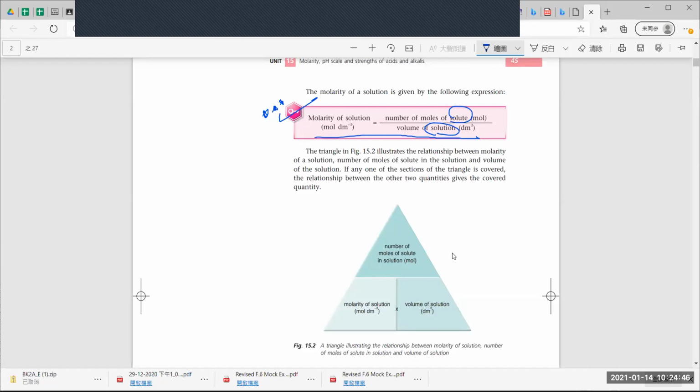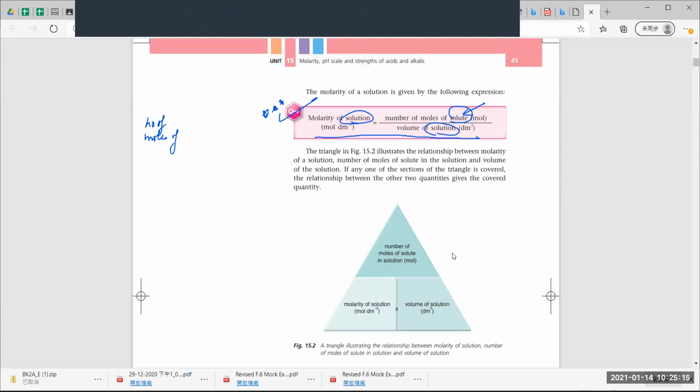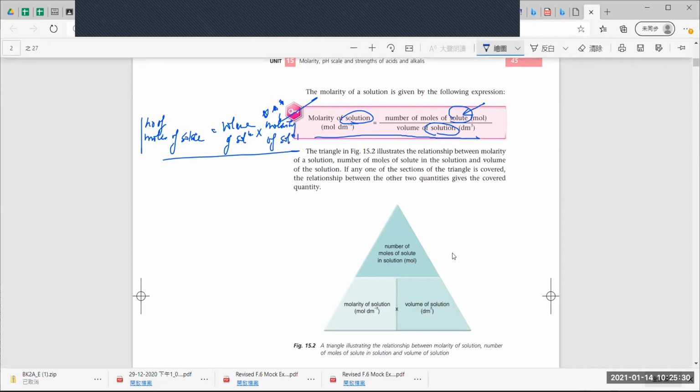Given the molarity of a solution and the volume of a solution, we can work out how many moles of the substance are found inside. The substance we are now referring to is the solute, the one to be dissolved. Okay, can you get the point? You may use this transformation: number of moles of solute equals volume of solution times molarity of solution. It is just another representation of the same equation.